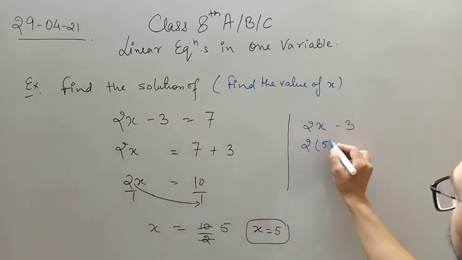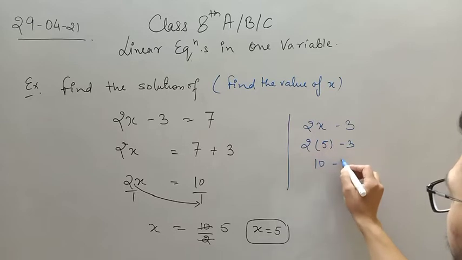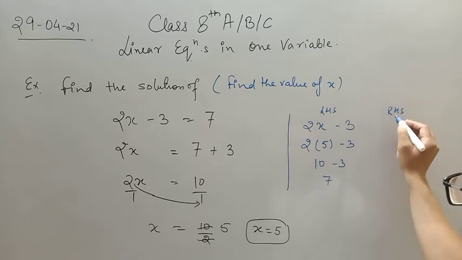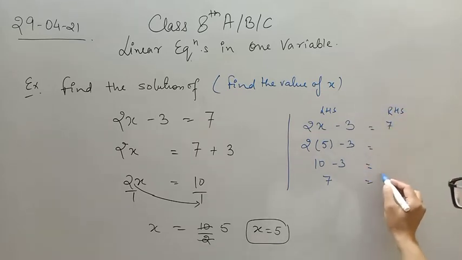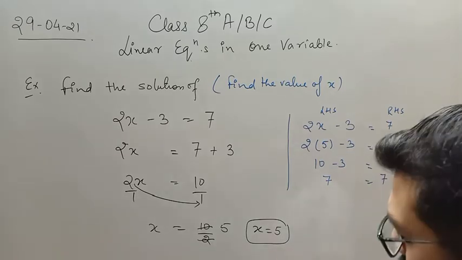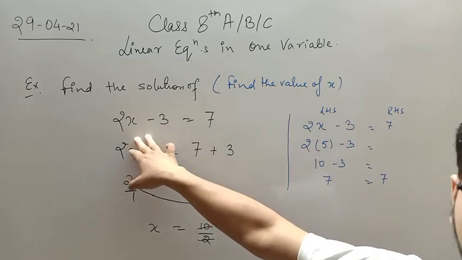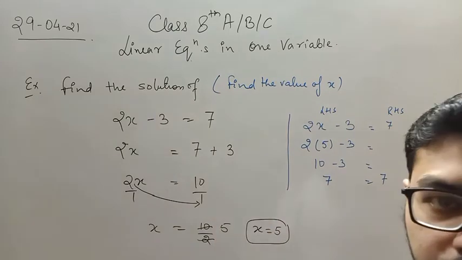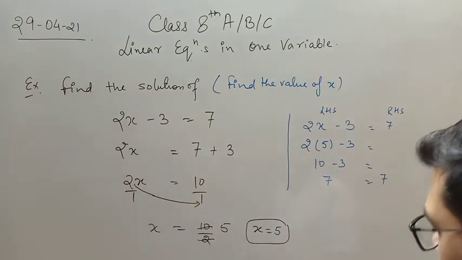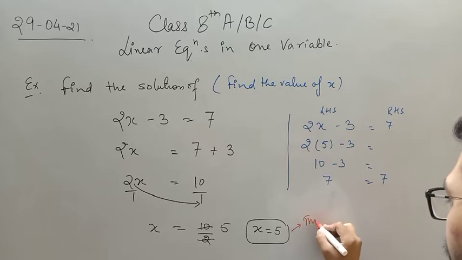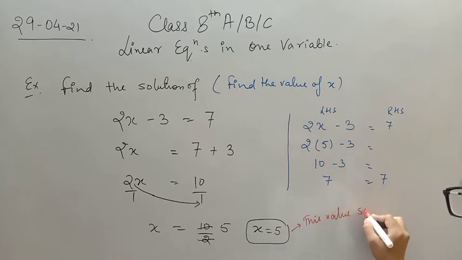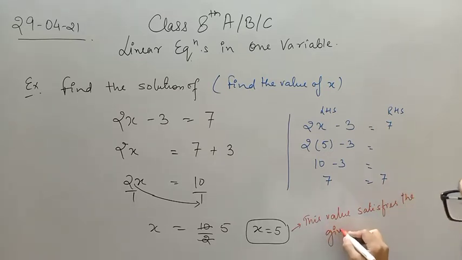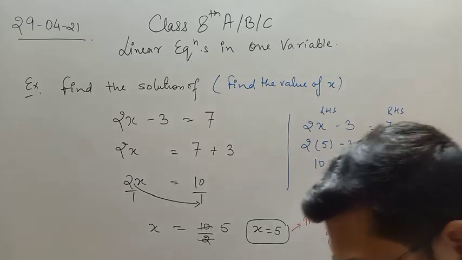Now 2 into 5 minus 3: 5 twos are 10, minus 3, 10 minus 3 equals 7. So this is my LHS part, and the RHS is 7. So LHS equals RHS. When I put x equals 5 in this equation, I get LHS equals RHS. That means this value satisfies the given equation. Please note it down fast.